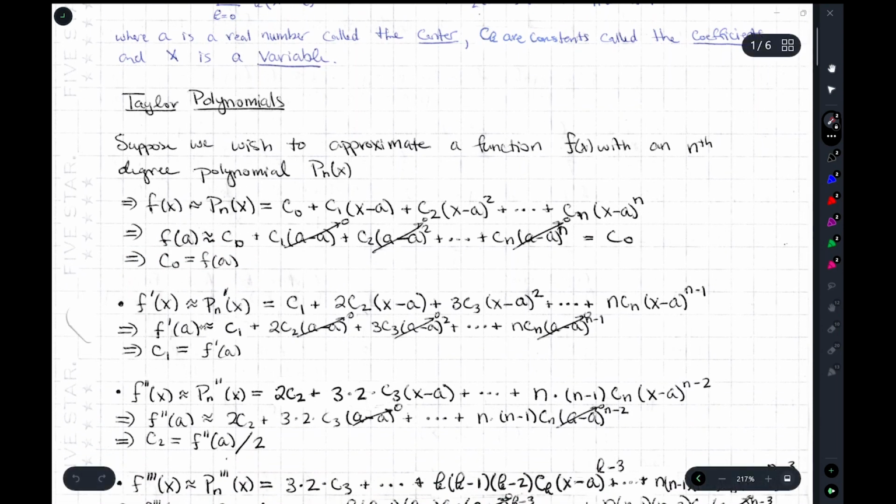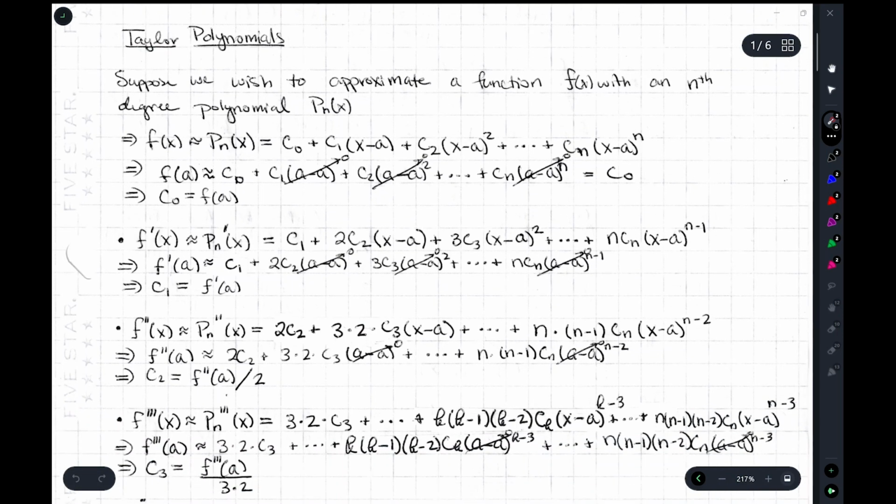Then we could take a derivative of the function, and the derivative of that polynomial p_n. Notice all the exponents get taken down; you get a factor of n dropping down when you take the derivative. The c_0 term doesn't survive the derivative. Instead, you just get a c_1 now. We do the same thing: we plug a into the first derivative of f and the first derivative of the polynomial, and we get the following matching condition. So it's a good idea to set c_1 equal to f prime of a if you want a good approximation.